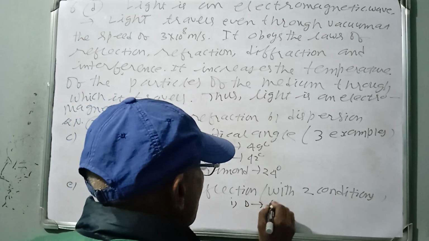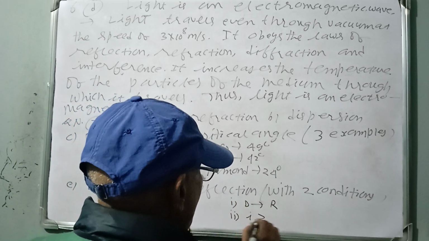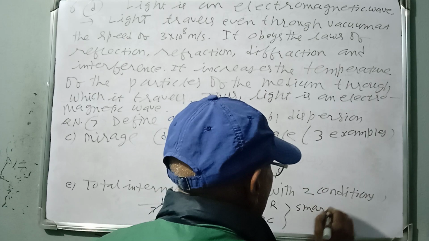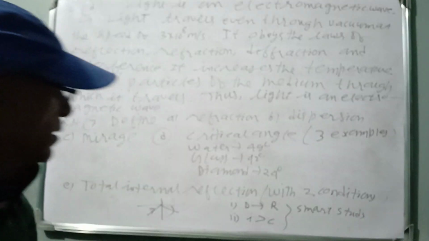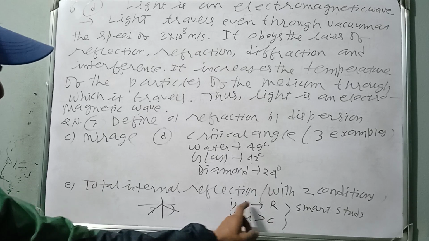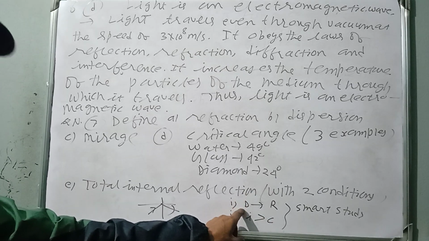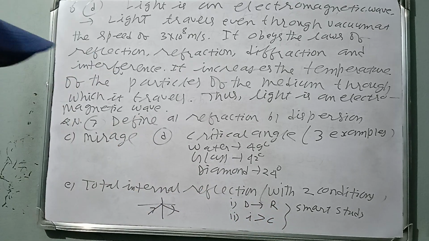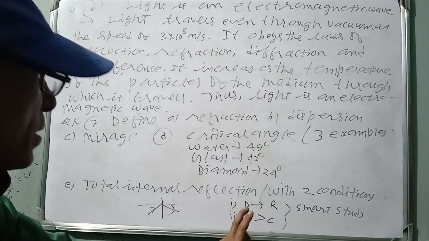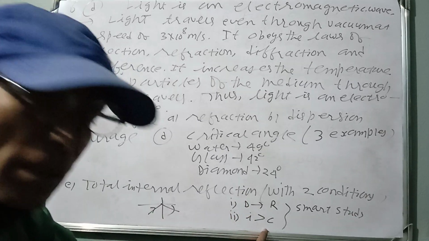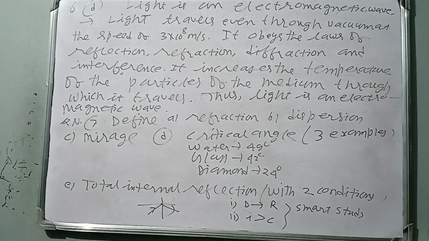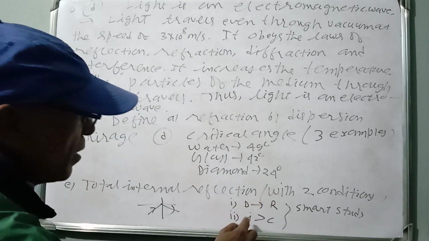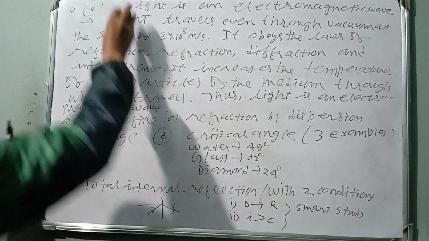First condition, D R, and another, I C. For smart study, you have to write this down. What do you mean by this? D R and I C: I is more than C. It means the ray must pass from the denser medium to a rarer medium for condition number 1. Condition number 2, the angle of incidence must be greater than the critical angle. These two conditions: D R and I is more than C. Denser to rarer, angle of incidence more than the critical angle.